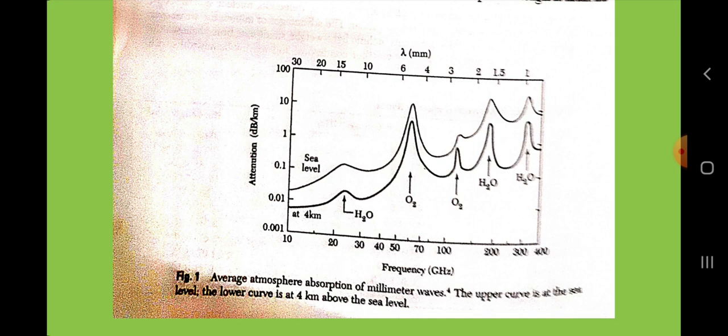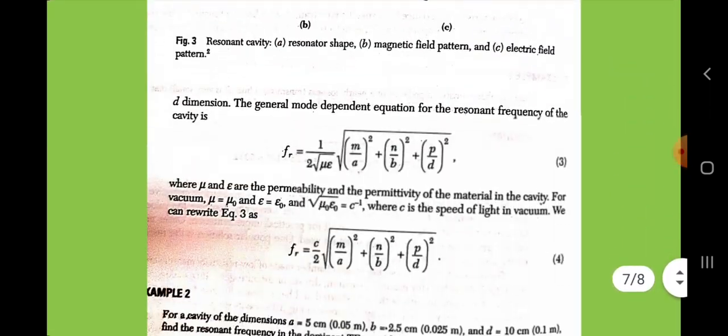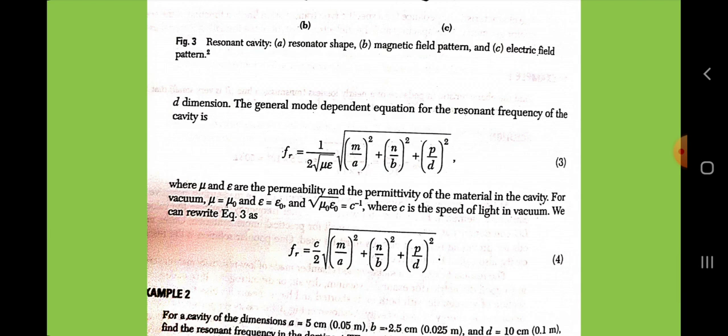The general mode dependent equation for resonant frequency of a cavity is Fr is equal to 1 by 2 under root of mu epsilon, times under root of (m by A) whole square plus (n by B) whole square plus (P by D) whole square, where mu and epsilon are permeability and permittivity of the material in the cavity. For vacuum, mu is equal to mu 0 and epsilon equal to epsilon 0, and mu 0 epsilon 0 equal to c to the power of minus 2, where c is the speed of light in vacuum. We can rewrite this equation as Fr is equal to c by 2 under root of (m by A) whole square plus (n by B) whole square plus (P by D) whole square.